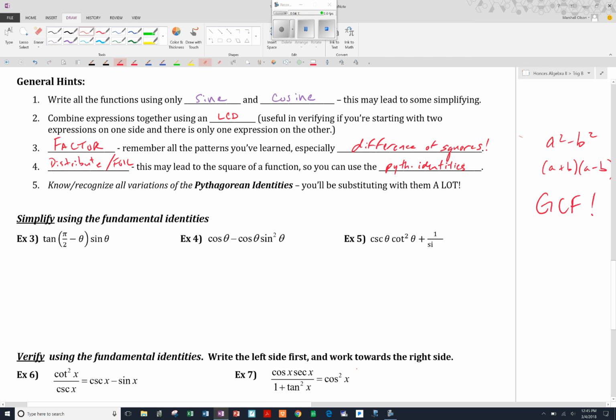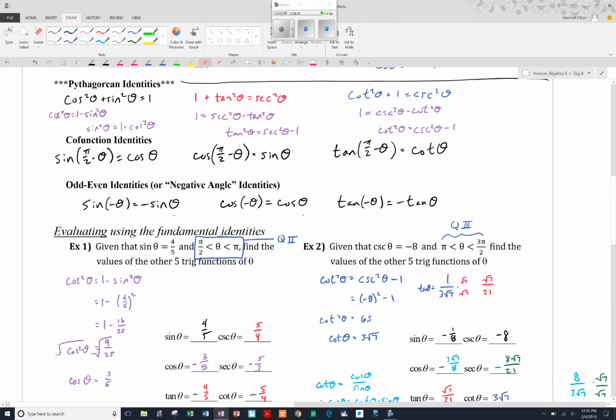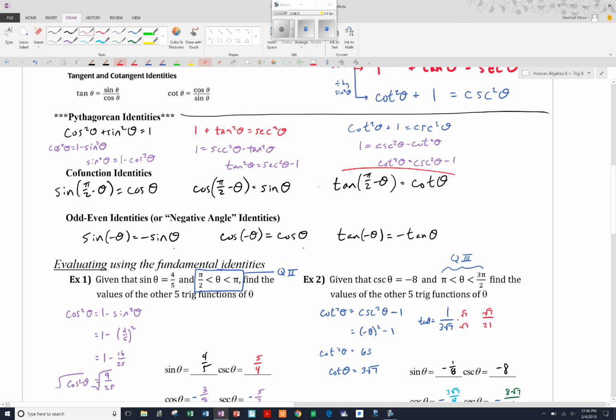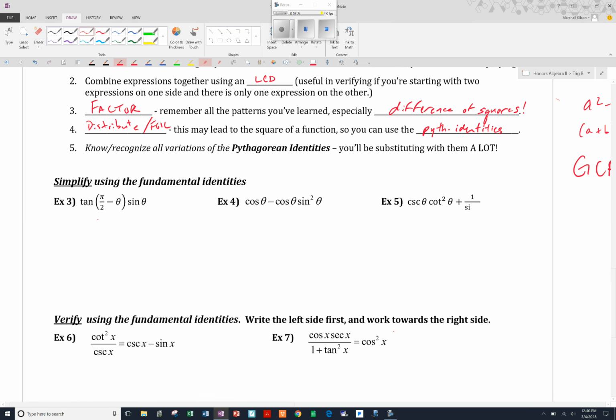All right, let's try a few problems here. So we have tangent of pi over 2 minus theta. That should look familiar to you. That was one of our cofunction identities. Here it is. So we know that tangent of pi over 2 minus theta equals cotangent. So what I'm going to do is just simply replace it with cotangent. There's nothing else you really need to write there. You just replace it with what it's equal to.